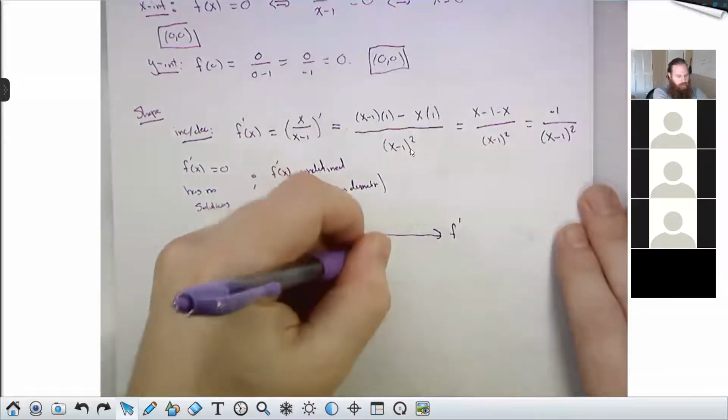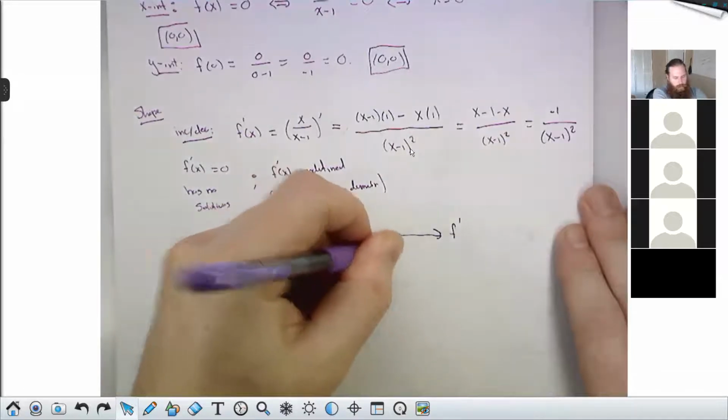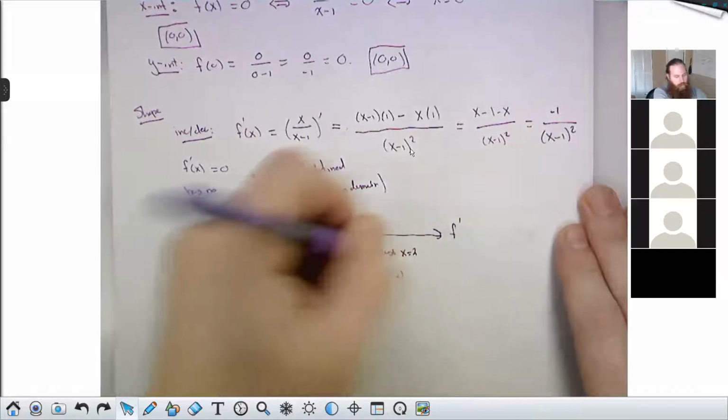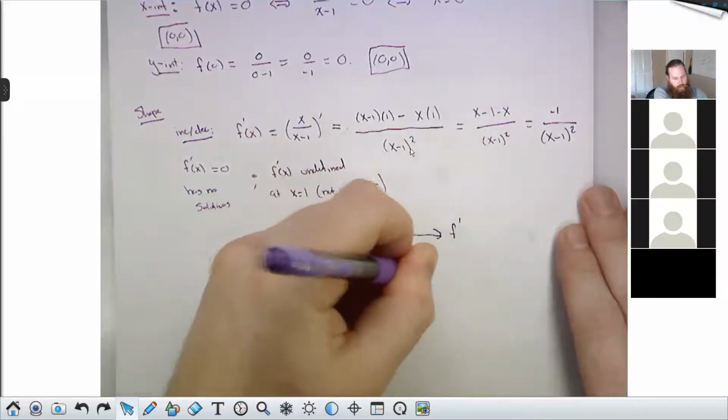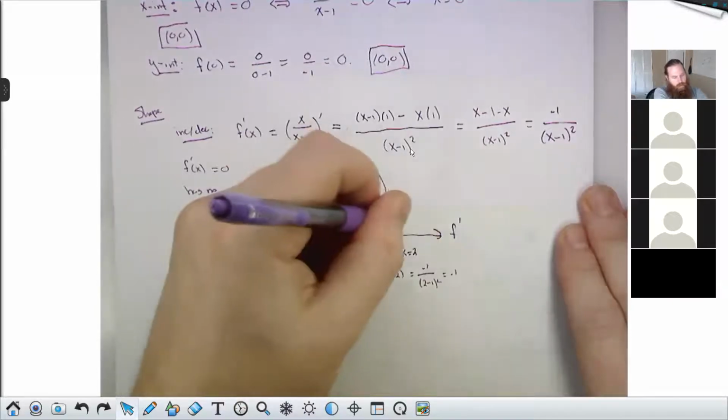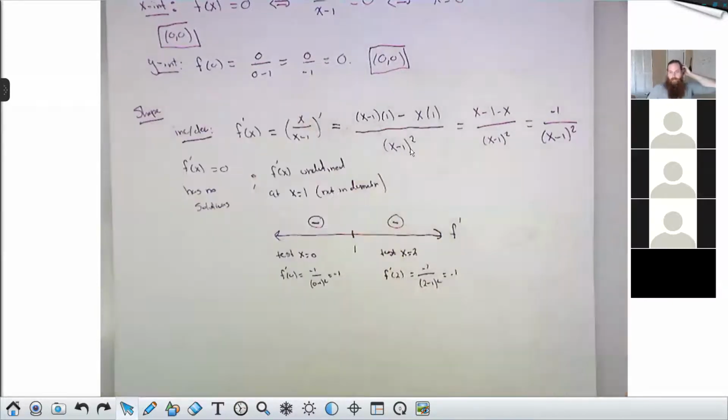And if I test x equals two, f prime of two is negative one over two minus one squared. That's also negative one. So it looks like my function f is decreasing everywhere to the left of one and also decreasing everywhere to the right of one. So it's always decreasing except at one where it's undefined.